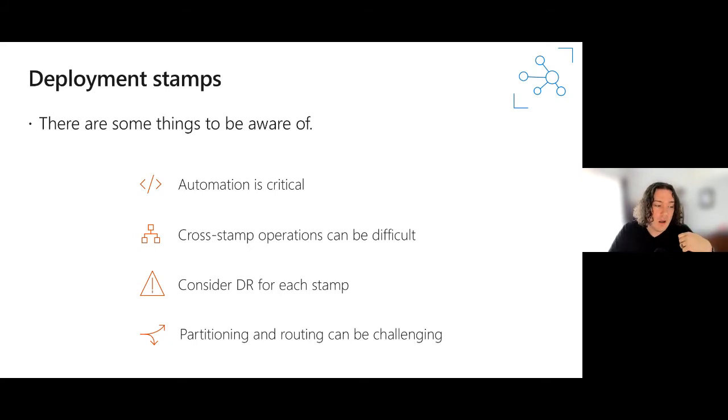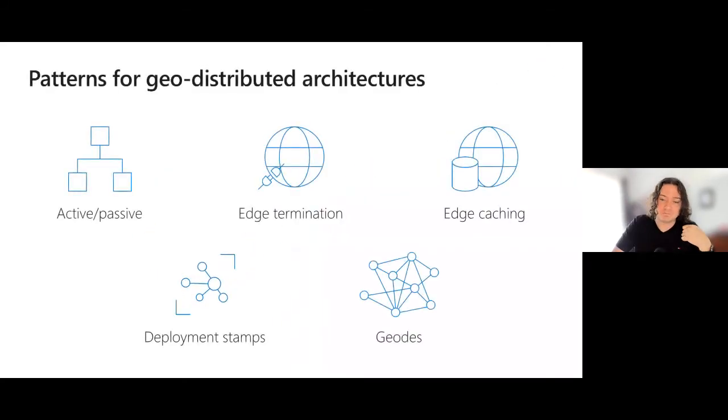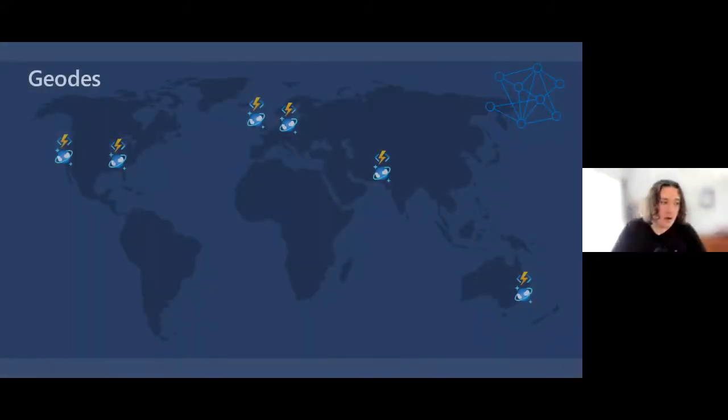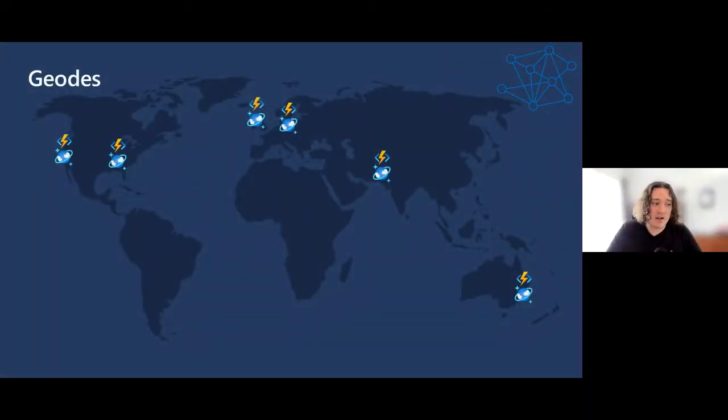So that's where the last pattern comes in. This is called the Geodes pattern. So in this pattern, we have multiple deployments. In this case, I've simplified our architecture just to show the two key pieces I want to talk about. So a function app and a Cosmos DB instance in each region. Each one of these is called a geode. And that name, by the way, comes from geographic nodes, or geodes.